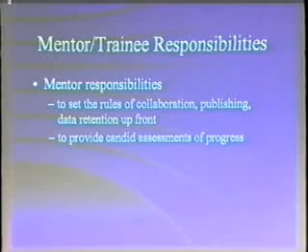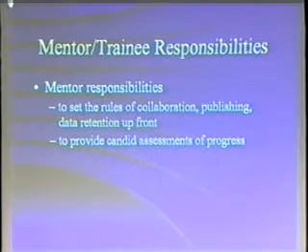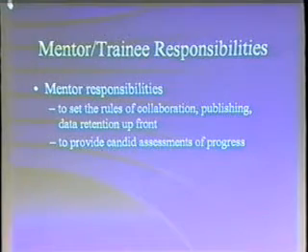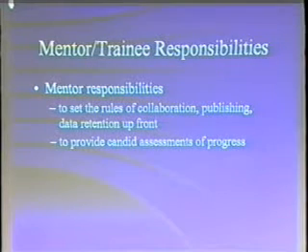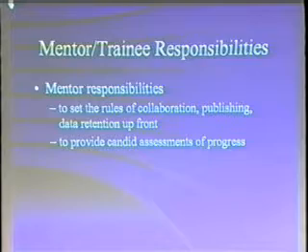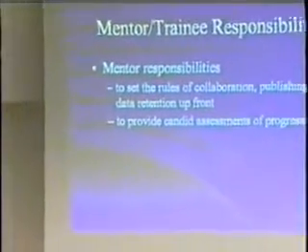They also have the responsibility to tell the trainee up front what the rules of collaboration, publishing, and data retention are. So before you start collecting the data, tell them that I always have my name as the first author on a publication, or I always have my name as the last author. And if you contribute significantly to this research project, you will be an author on the paper, so that people don't have hard feelings because they've worked their buns off and at the end of the day they don't show up on the publication list.